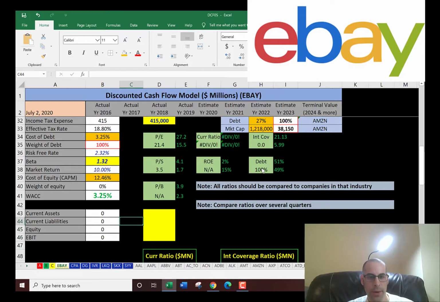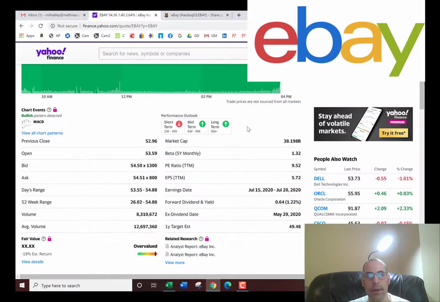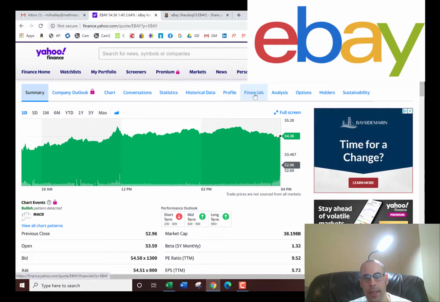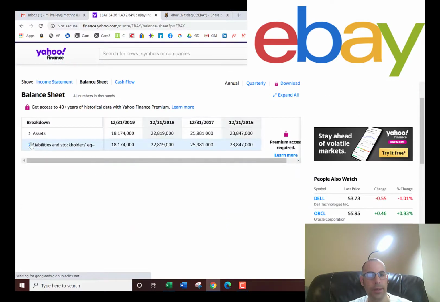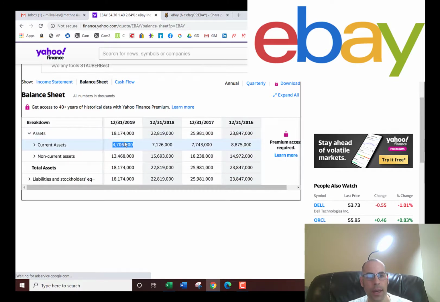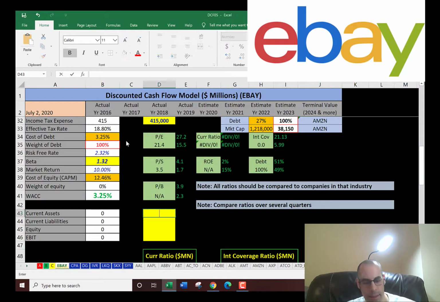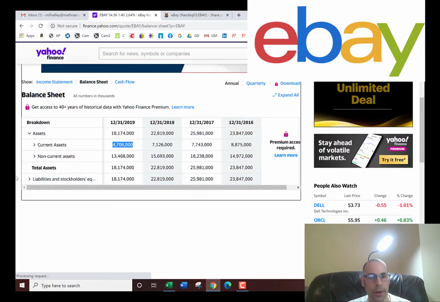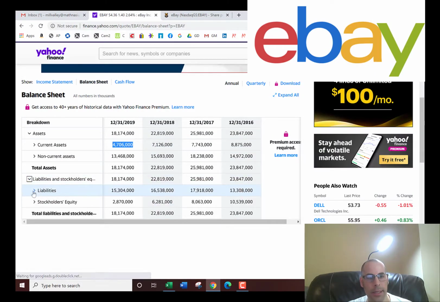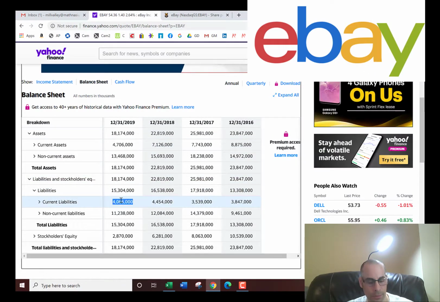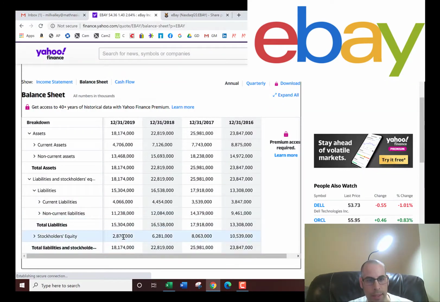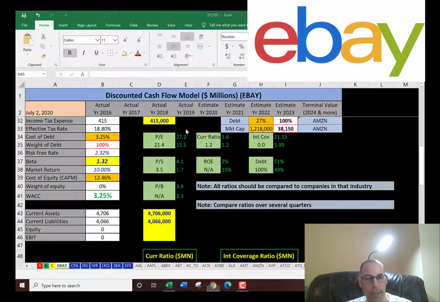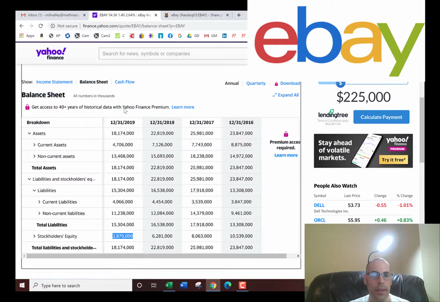We also need their current assets, and these are assets that can be liquidated into cash within 12 months, and they include cash, accounts receivables, and inventory, and it's $4.7 billion. Next, we need the current liabilities, and these are payables and debts, which are due within 1 year, and that's $4 billion. We also need their equity. That's the value of the company according to the balance sheet. That's total assets minus total liabilities, and their equity is $2.9 billion.